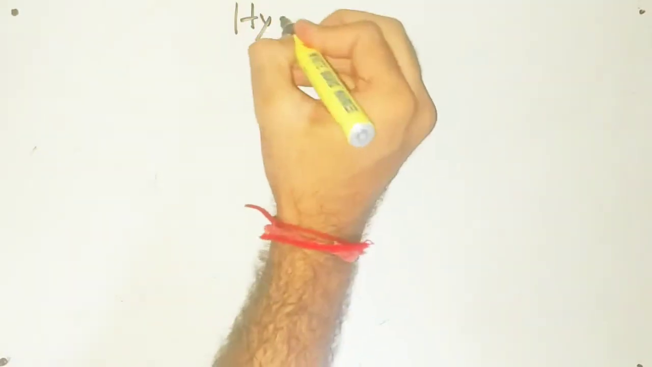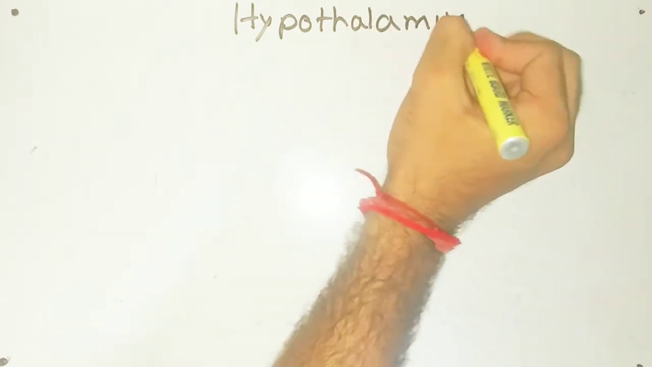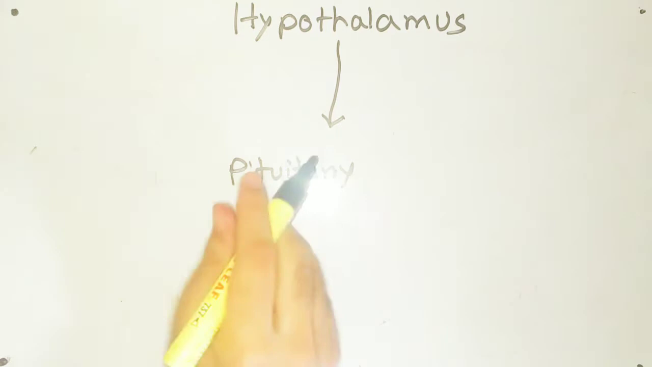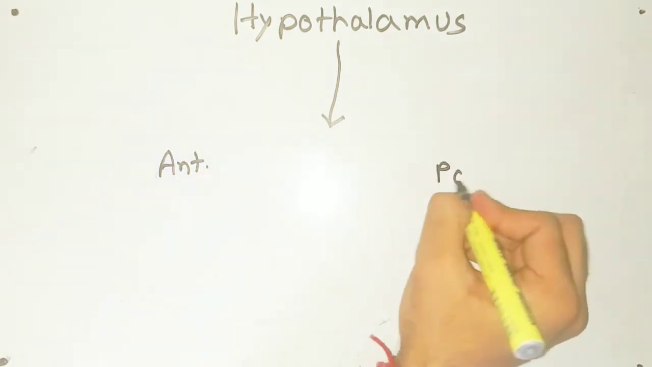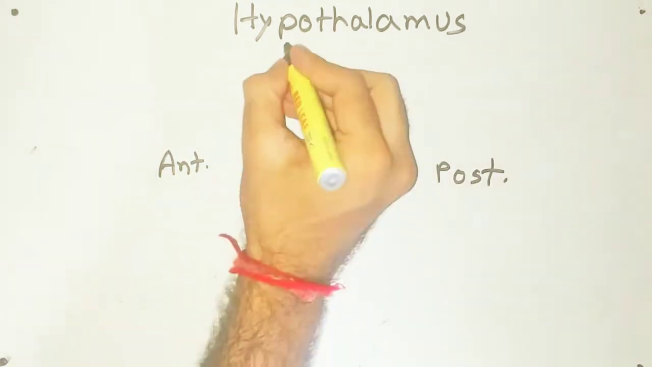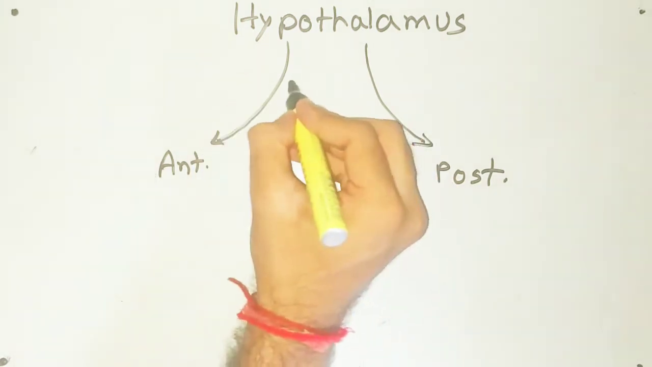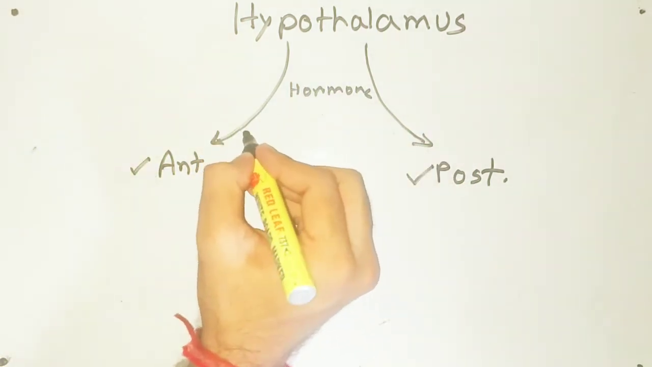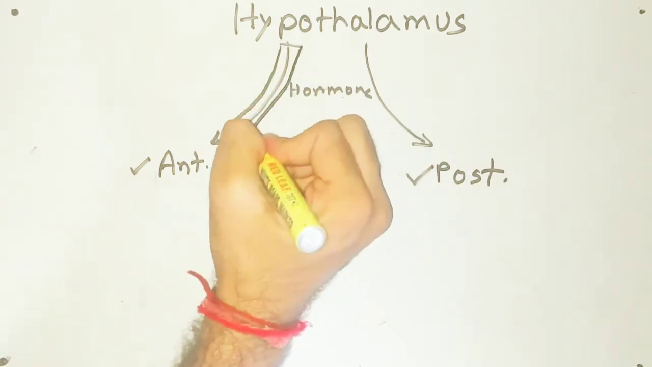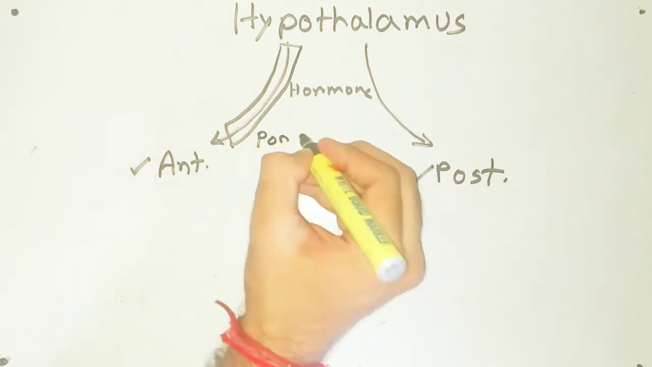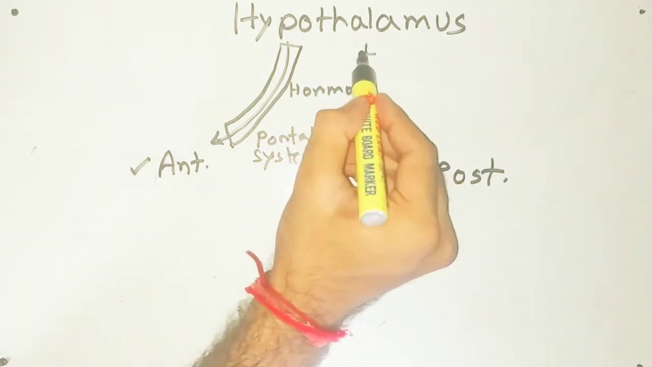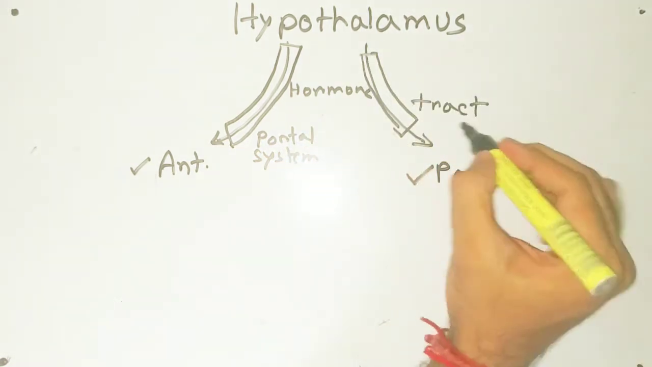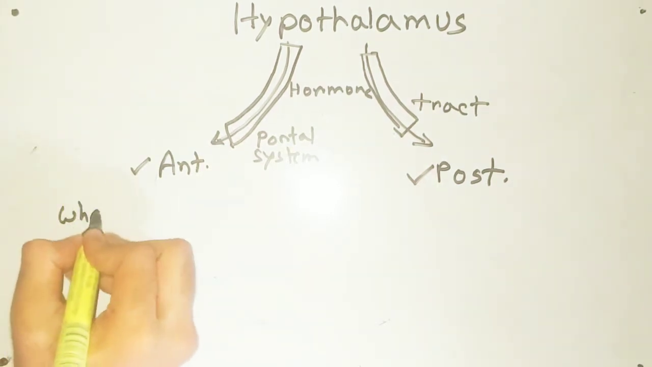Now let us see how the hypothalamus and the pituitary gland are anatomically connected. As the pituitary has two parts, the anterior and the posterior, the hypothalamus connects to each section differently. Hormones are generated from the hypothalamus to the anterior and the posterior. At the anterior part, there is a portal system, and the posterior part is connected through the tract. Now the question is, what is the tract?